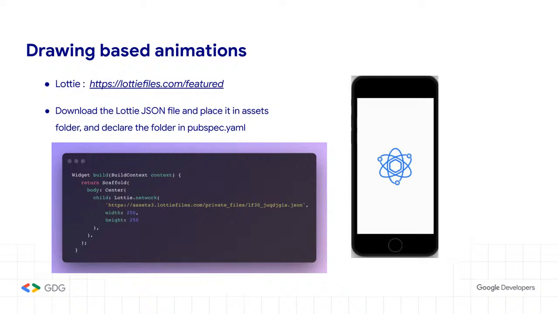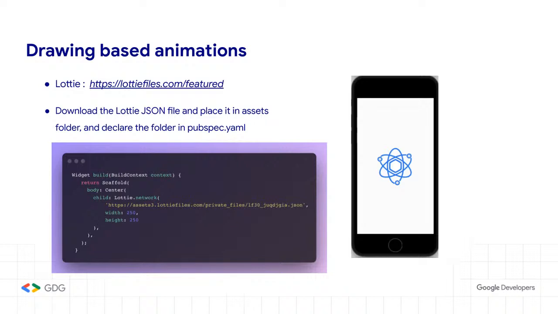And if you want to use the URL of the animation file, then just copy the URL, and we'll be using the lottie.network application widget. And the string here is the path to the URL to the animation file. And also here, with just minimal coding, we can perform the animation.